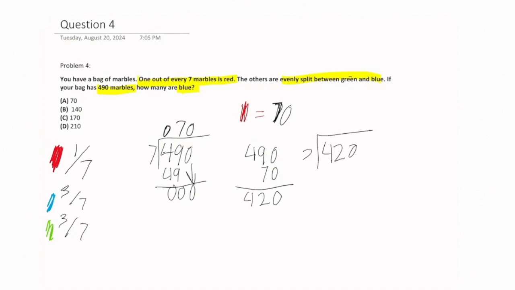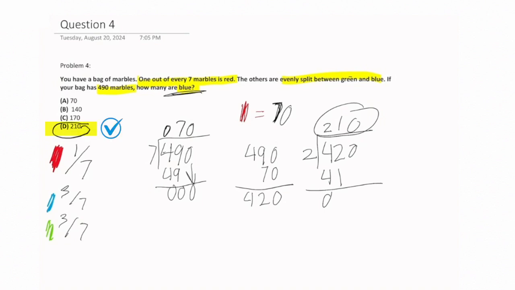We know that they're evenly split between blue and green, so we're going to divide that into half. So that'll tell us how many blue marbles we have and how many green marbles we have inside of our bag totally. And we have 210. So 210 blue and green. So our answer would be D because there's 210 blue marbles in the bag.